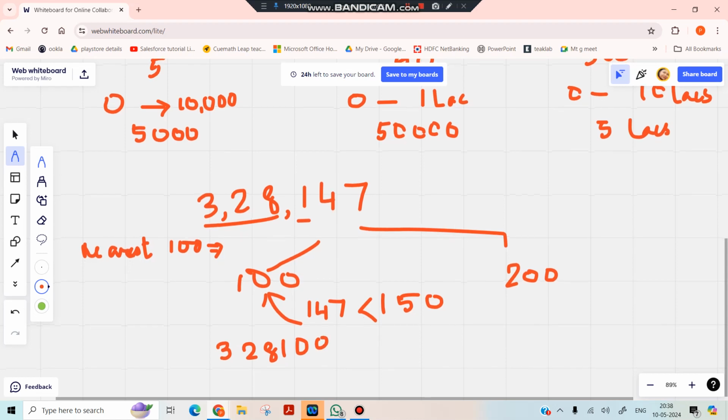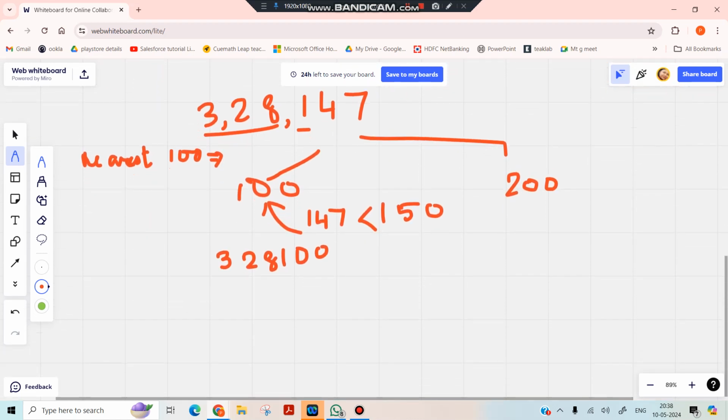I hope it's clear. Let's now try to round off this number to the nearest 1000. Please do it with me. The more you practice, the more you'll get better at it. So which number is in the thousands house? 8. So which are the two numbers between which 8147 will lie? The lower one will be 8000. The higher one will be, which is the next 1000 after 8000? 9000.